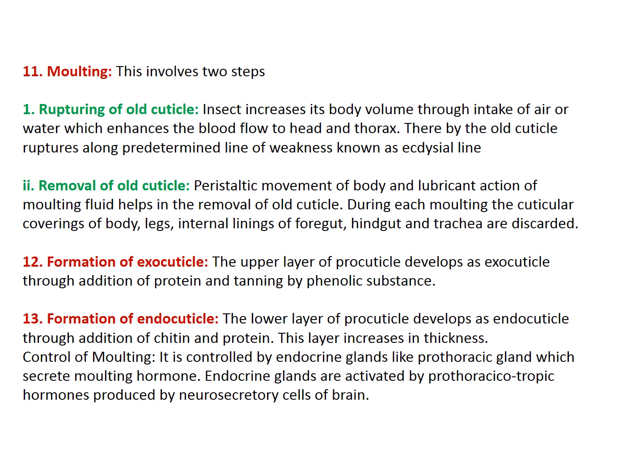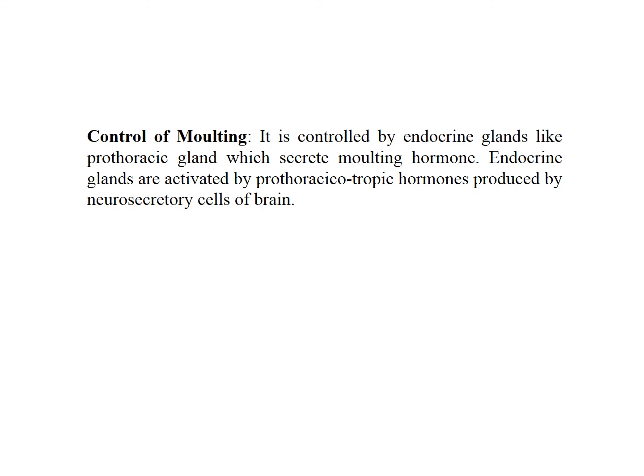Then control of molting. Molting is controlled by endocrine glands like the prothoracic gland, which secretes molting hormone. Endocrine glands are activated by prothoracic trophic hormone produced by neurosecretory cells of the brain. These hormones are involved in the process of molting.